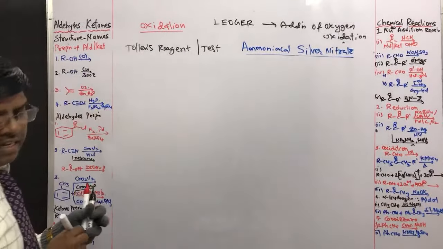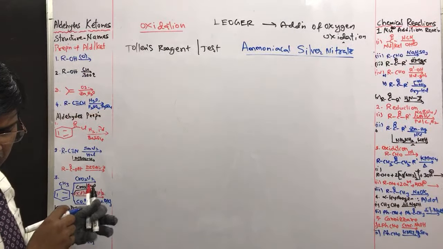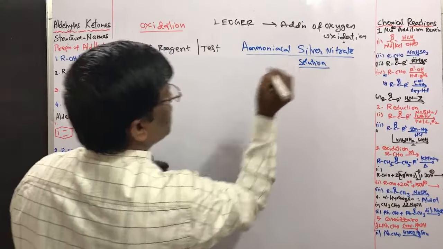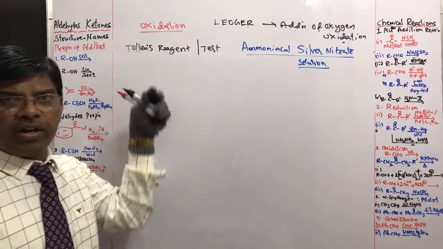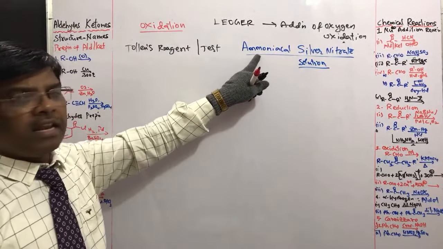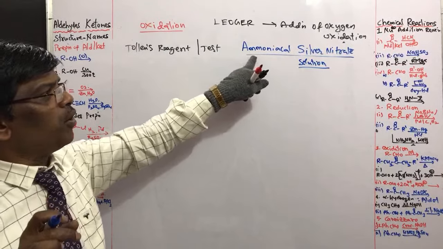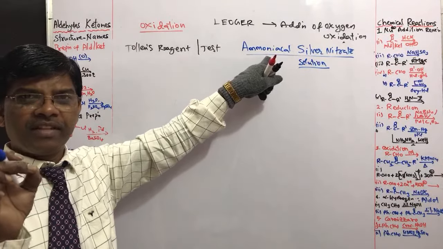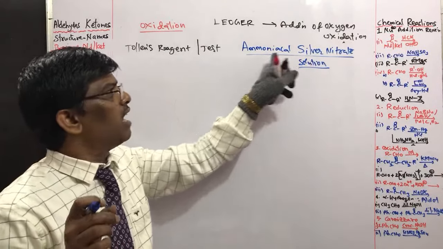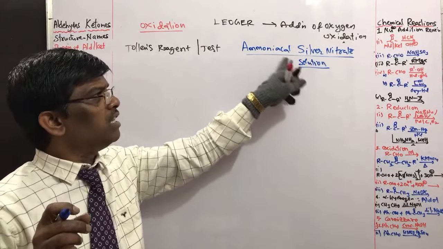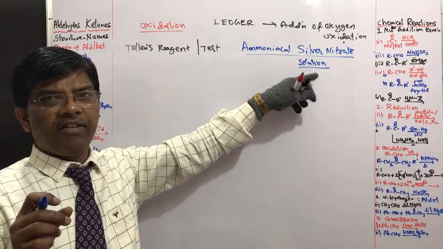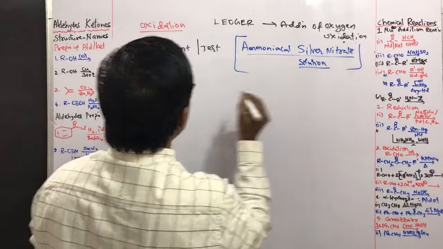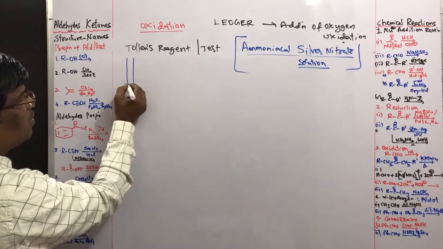Ammoniacal silver nitrate is a solution. So simple, students, take the aldehyde compound in your test tube and prepare a freshly prepared solution of ammoniacal silver nitrate, where you take ammonia and silver nitrate. Yes, in the laboratory you will get silver nitrate and ammonia. Mix these two, and you will get freshly prepared Tollens reagent. This is Tollens reagent.